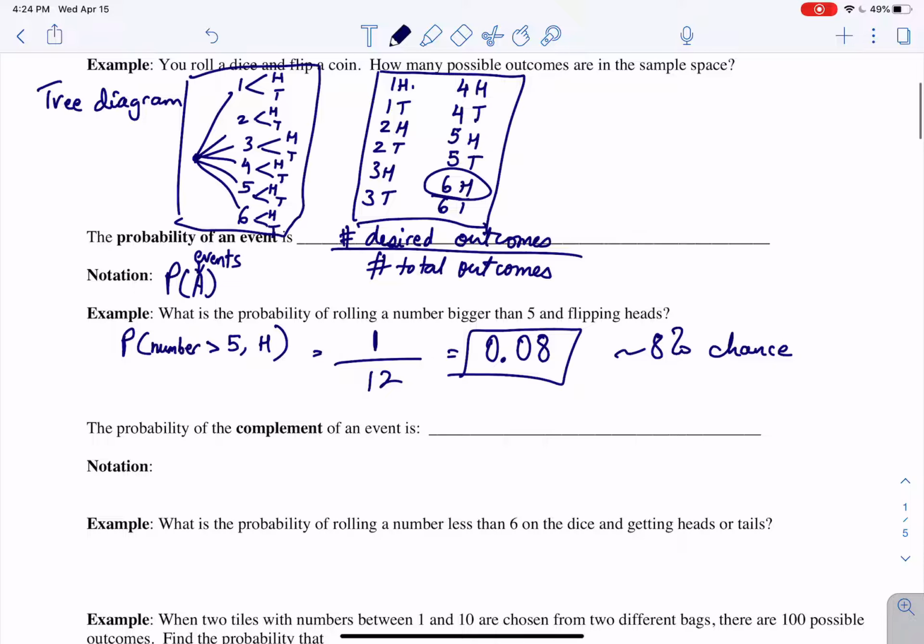The other thing we can do is called the complement. The complement of an event is the probability that the event does not happen.